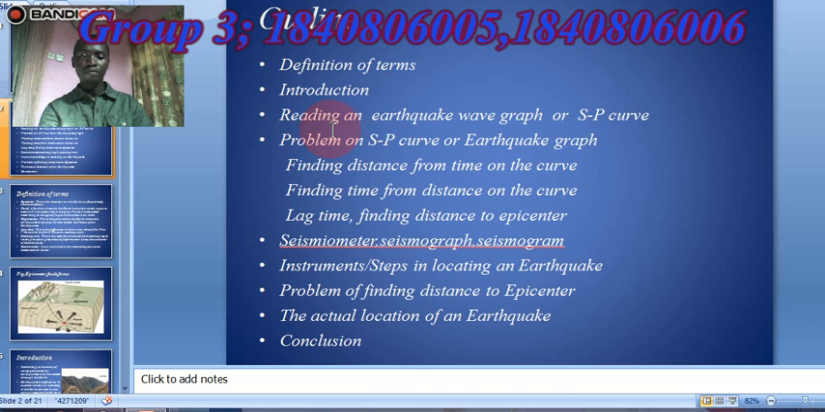Then we have a guide on how to read an earthquake wave graph, because all the analysis that we'll be making is based on that kind of graph. Then we have the seismometer, we introduce the seismograph and seismogram, and some crucial steps to be taken in locating an earthquake.